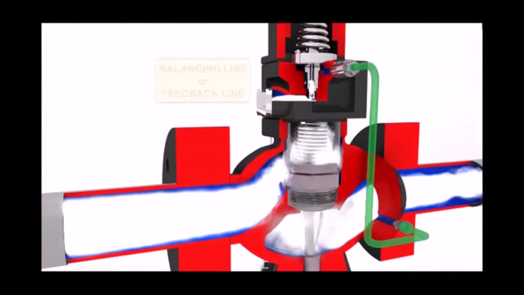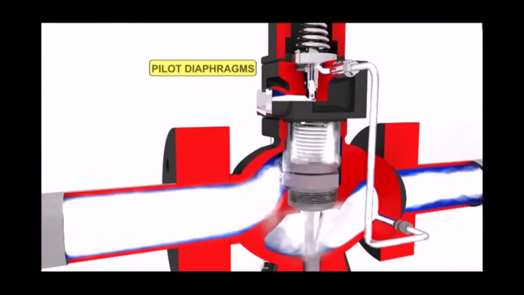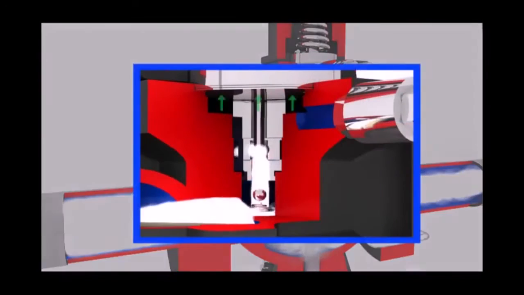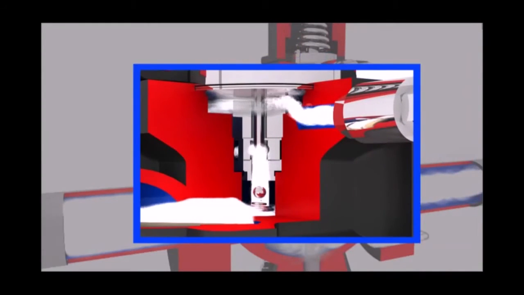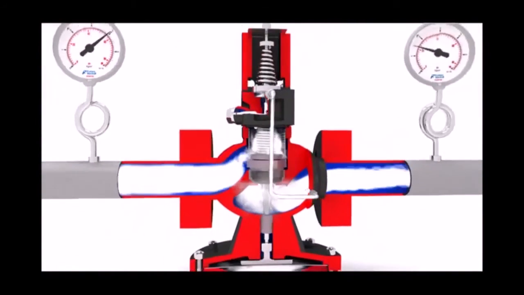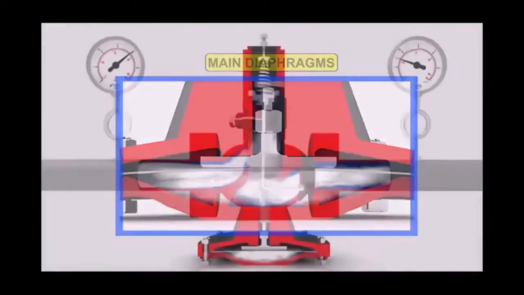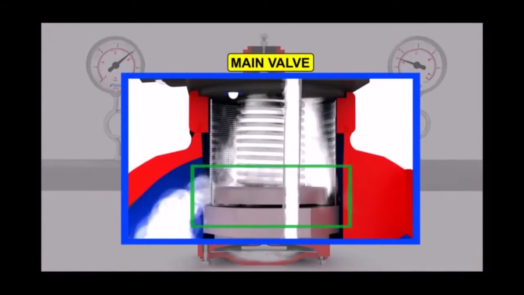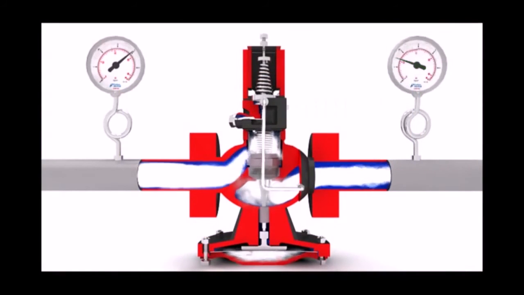The downstream pressure acts through the balancing or feedback line below the pilot diaphragms. When the upward pressure of feedback steam on the diaphragm balances the downward force of the spring, the pilot valve throttles. Steam passing through the throttled pilot valve maintains controlled steam pressure under the main diaphragm and positions the main valve to pass just enough steam to achieve the desired downstream pressure.